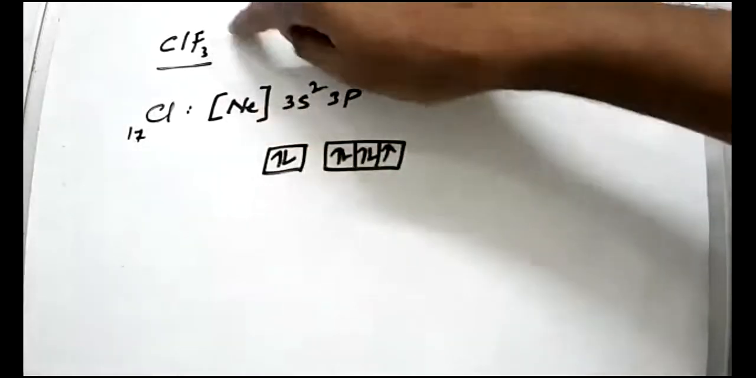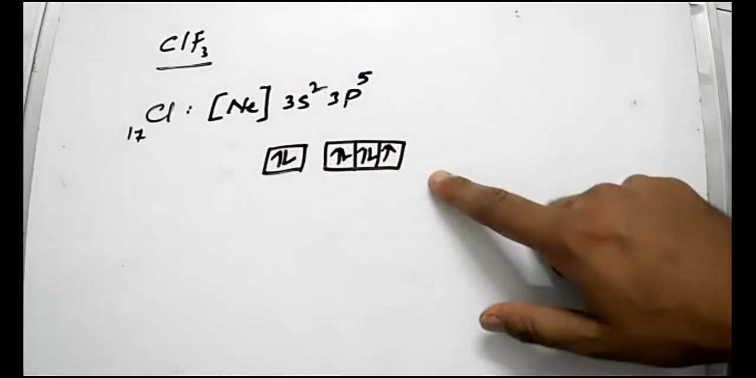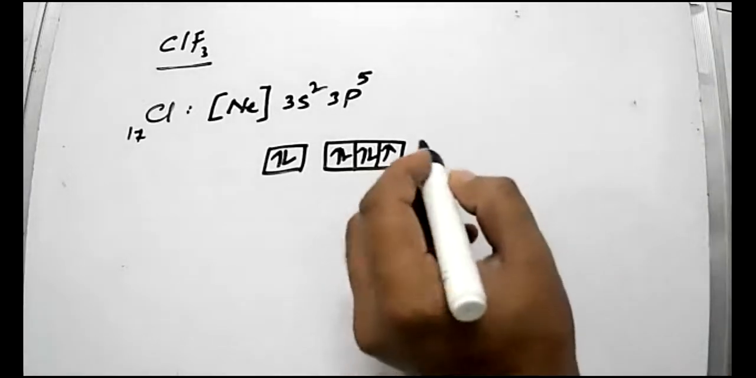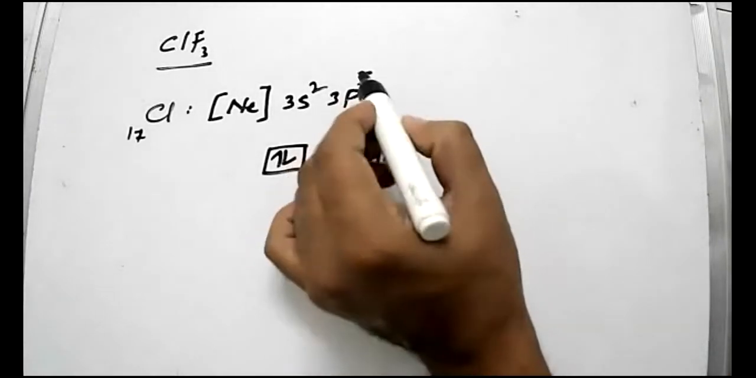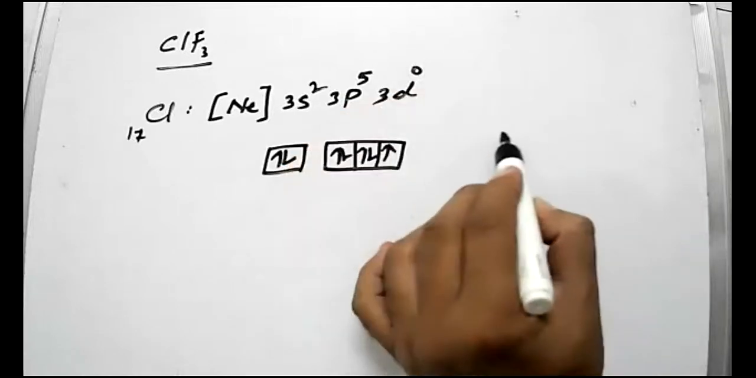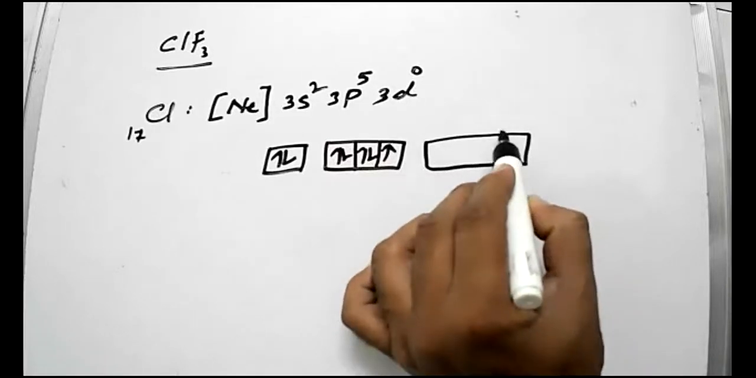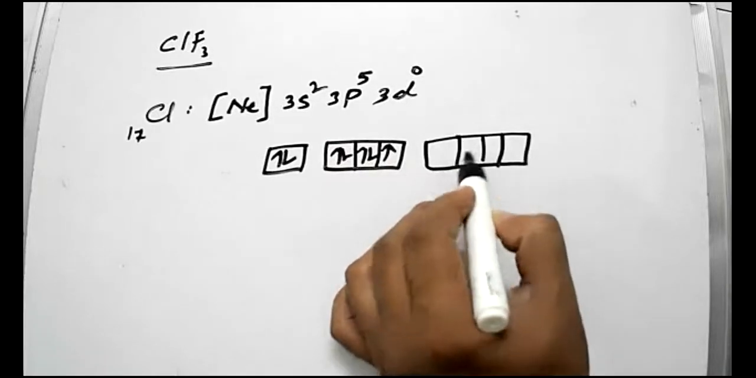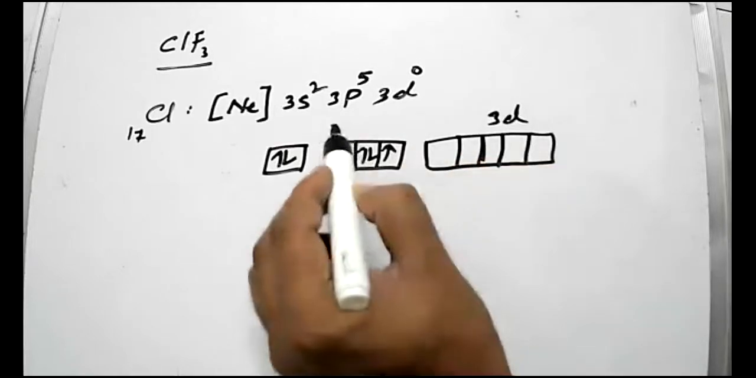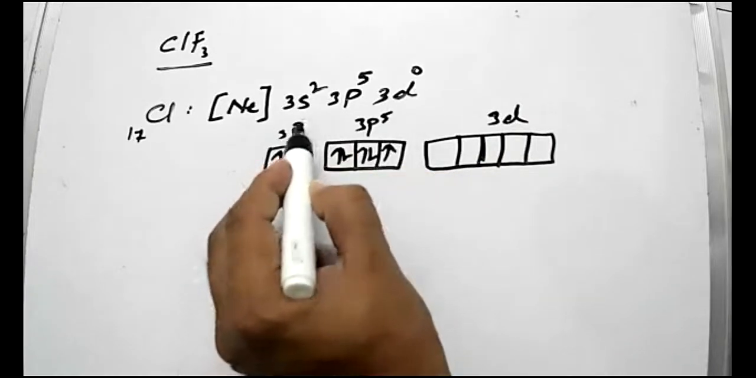But chlorine has formed 3 bonds with fluorine. According to valence bond theory, there should be 3 unpaired electrons. So what is the possibility here? There is one more orbital, the 3d orbital, having no electron. So we can write the d orbital in the form of an orbital diagram, and there is no electron right now. Here 5 electrons and here 2 electrons.